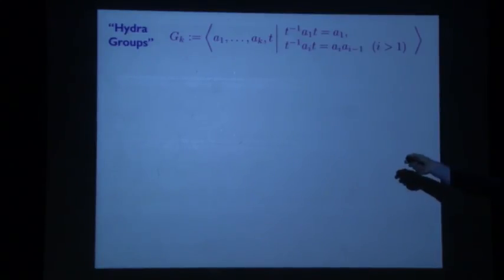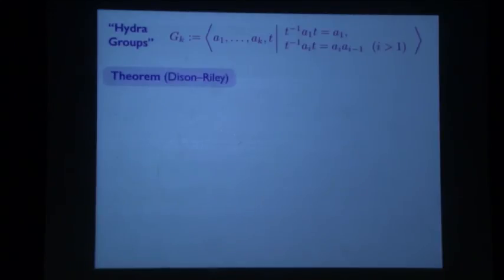So the family G_k has generators A1 through to A_k and t, which conjugates the A's according to those regeneration rules. A1 is conjugated to A1, and A_i to A_i times A_(i-1).